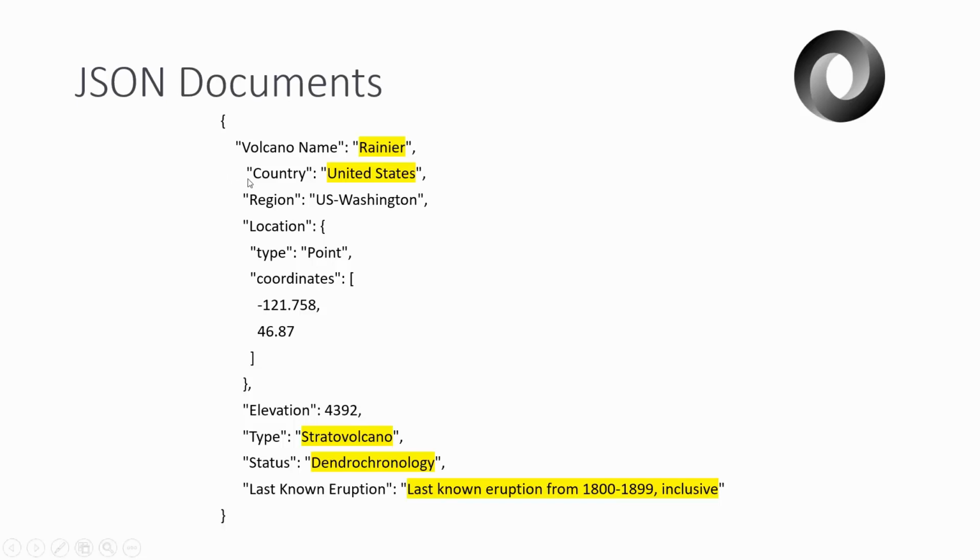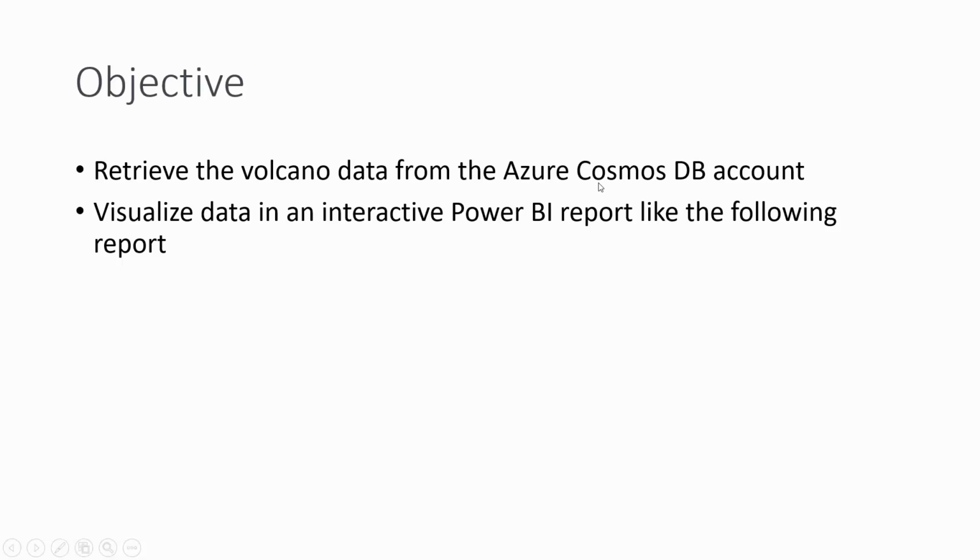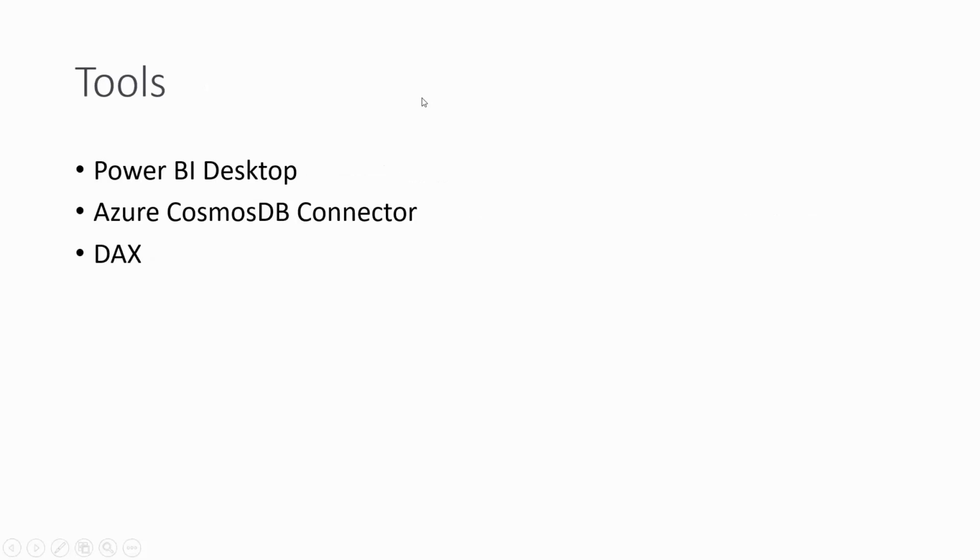You can see the country column, the property is United States, and then we've got down here the type of volcano, and that's stratovolcano, and the status, and the last known eruption. So last known eruption and when that actually took place. So what we can do is retrieve the volcano data, which I'll show you how we get into Cosmos, and then we can visualize that data in a Power BI report. So I'll sketch some outline before we dive in and do that.